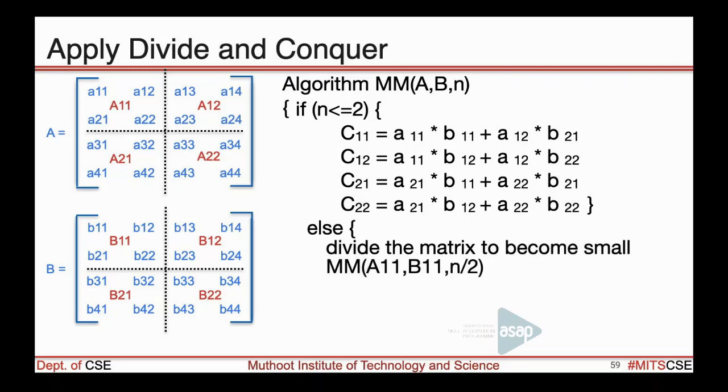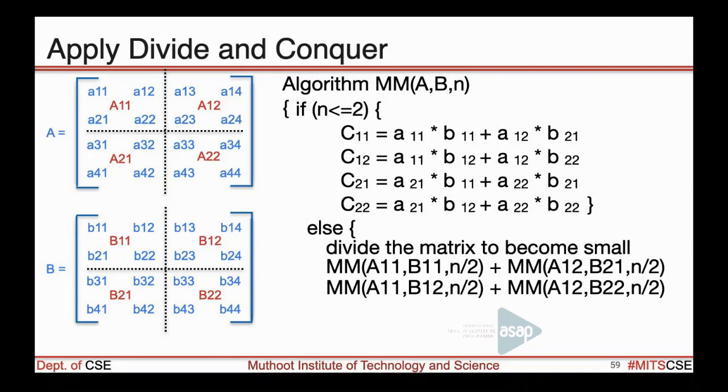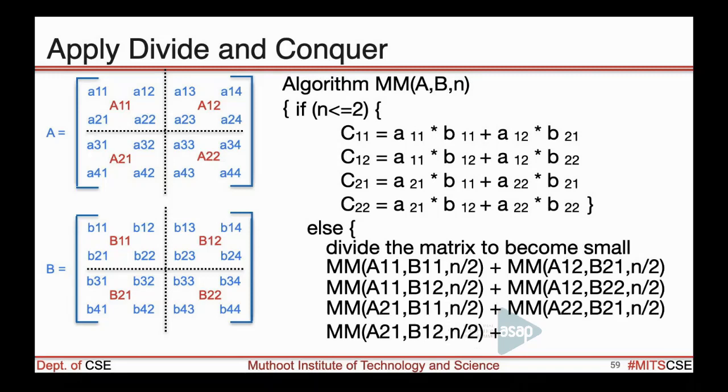So I have divided the matrix, and now I need to recursively call the particular function so that we get the solution to the subproblem. So I am recursively calling A11, B11 with size n by 2, plus A12 and B21 with size n by 2. It is the same way that we multiplied in matrix. Similarly, I need to do this for all the 4 steps. Clear? If I do this, I will be getting the basic algorithm for matrix multiplication.